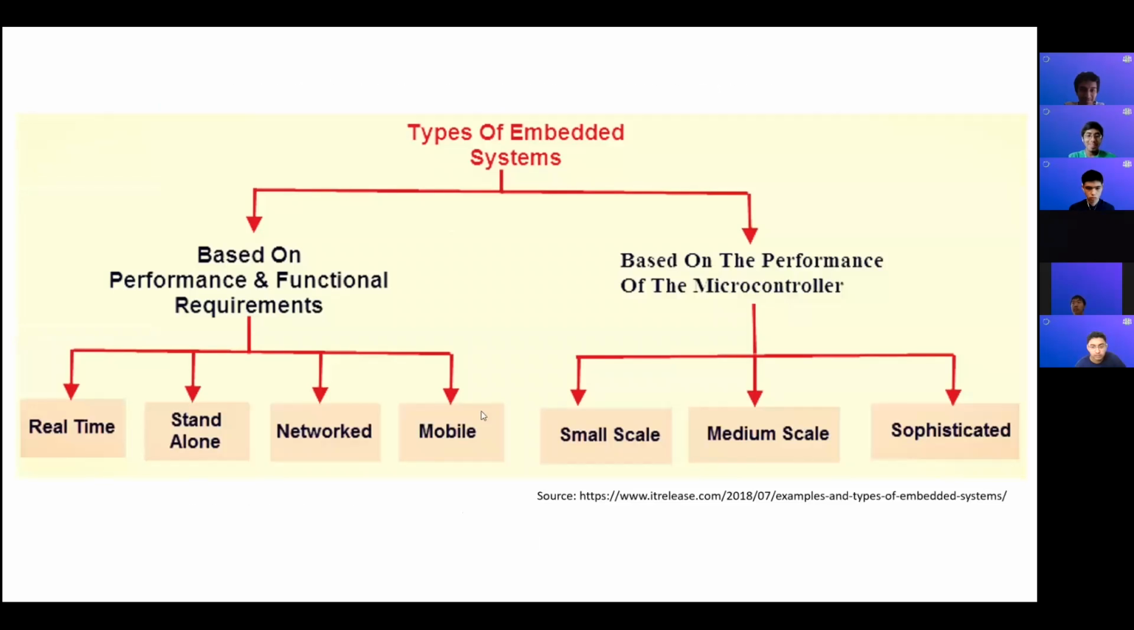So there are different types of embedded systems, and here is an attempt to categorize them. They can be divided based on performance, or on the tasks that they do. They can be real time. They can be standalone, network, mobile. They can be more powerful, more small scale, large scale. So pretty much anything you can imagine.